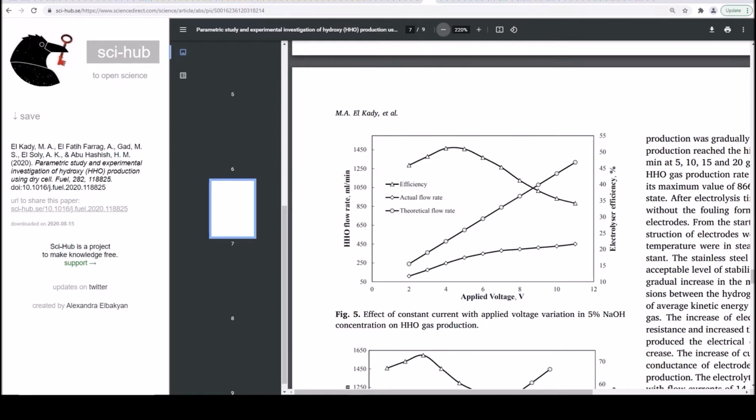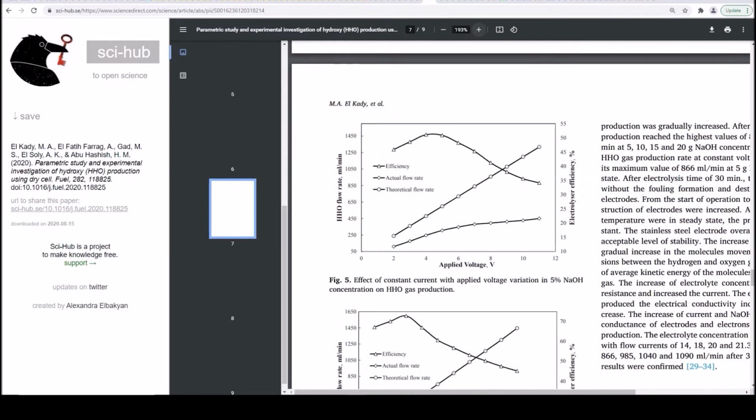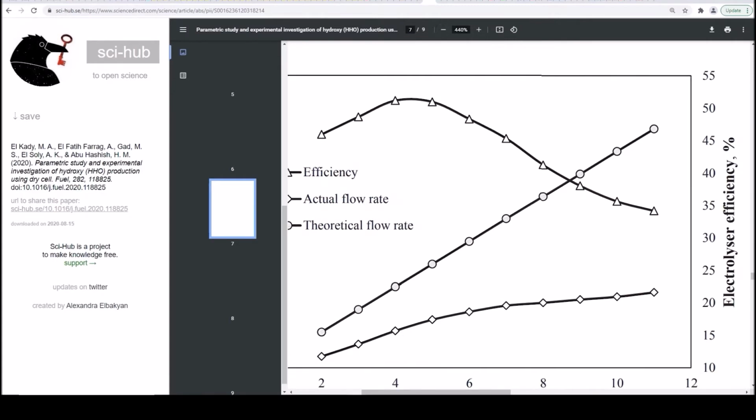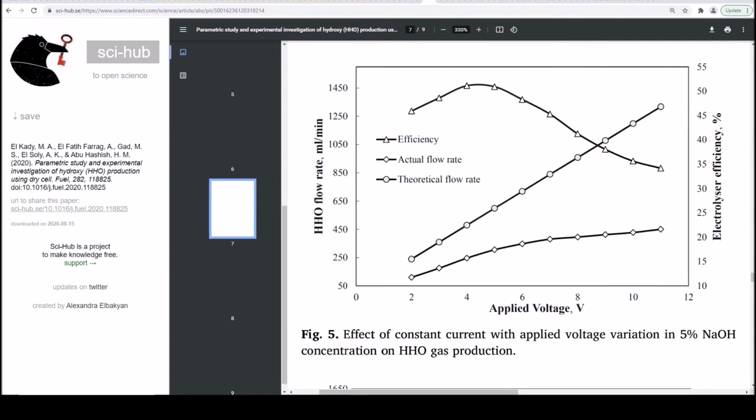And the actual flow rate is not this number up here. That's a theoretical flow rate. So the actual flow rate is the one with the square. So that's 450. So let's do that. It looks like about 11 times 7 amps. That's 77 watts. 450 divided by 77 is 5.8 mmW. That's a pretty typical number if you're at 12 volts.